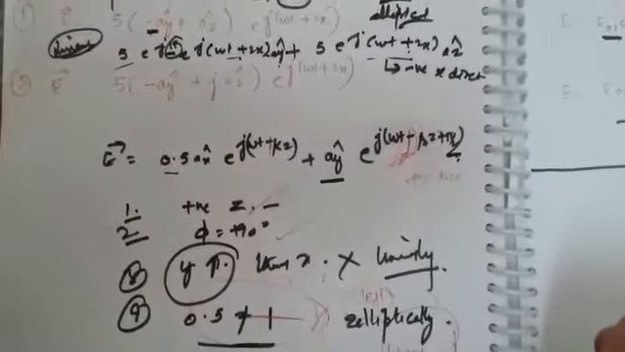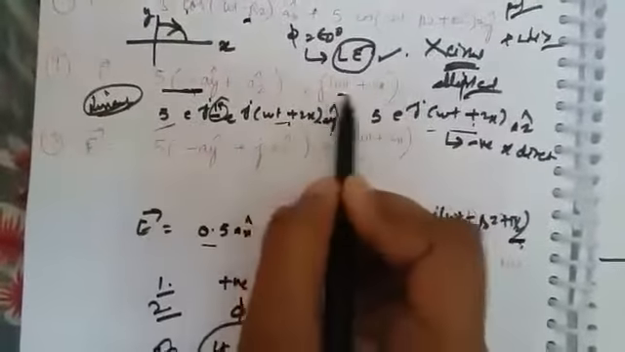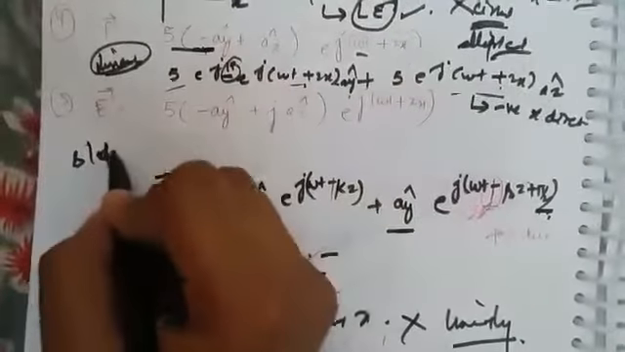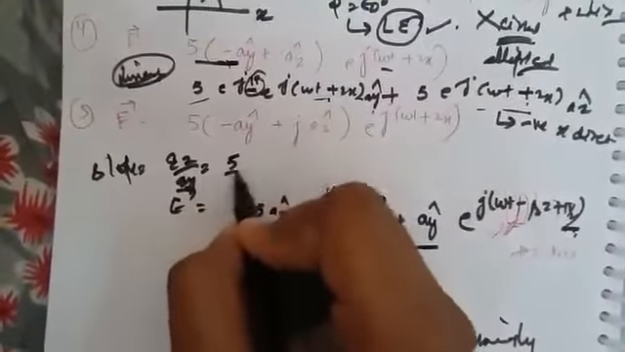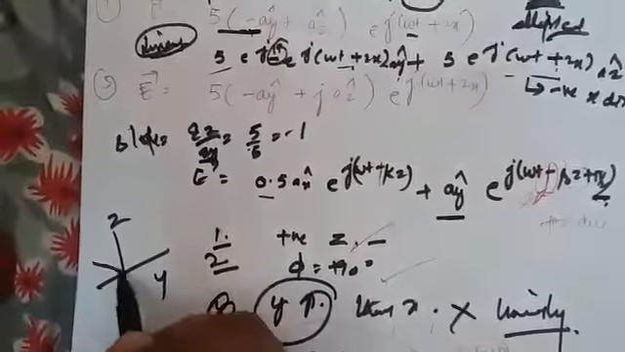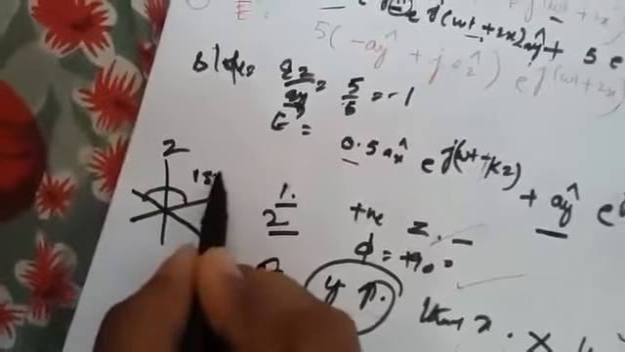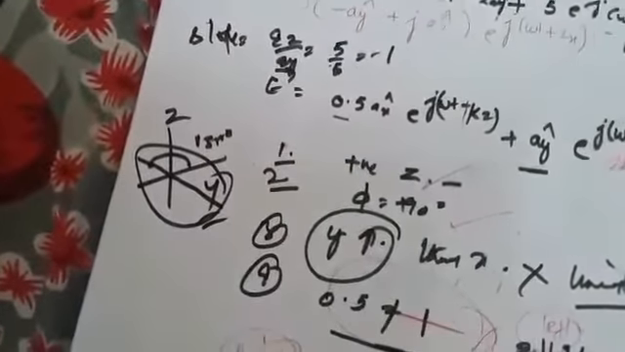For that you have to find the slope. It's -5 and it's 5, so the slope is the Ez component divided by the Ey component, that is 5 by -5, which is equal to -1. So it will be like this, this is the -1, right? The angle is 135 degrees. So this is the linearly polarized wave.